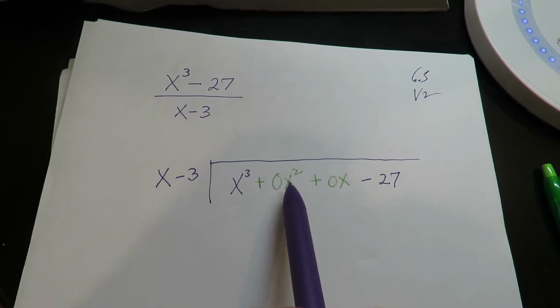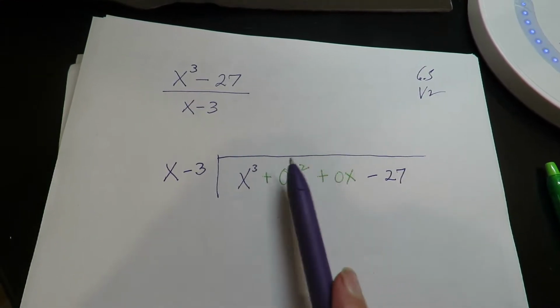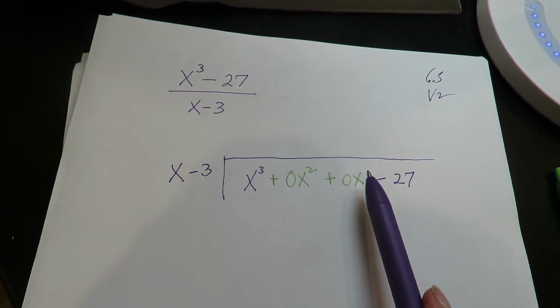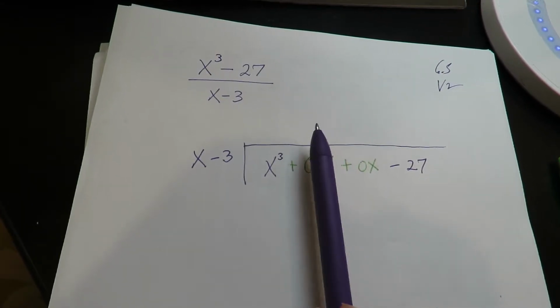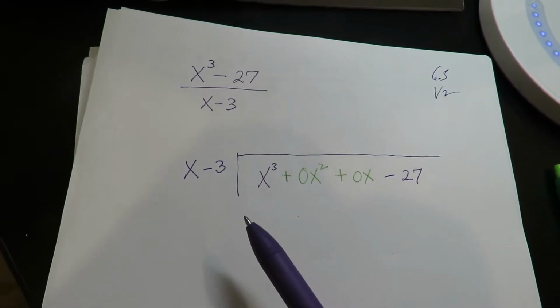Okay, so either you have to leave a gap for the x squared terms and the linear terms, or you can just say that they're zero. It's up to you how you want to handle it. It's just that you're going to need this column and you're going to need this column here. Okay, so let's get started.